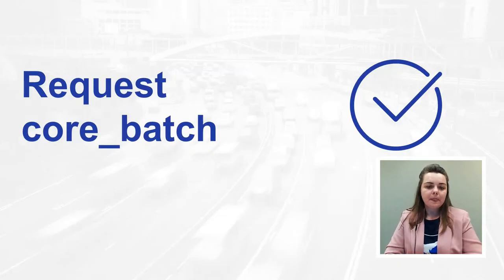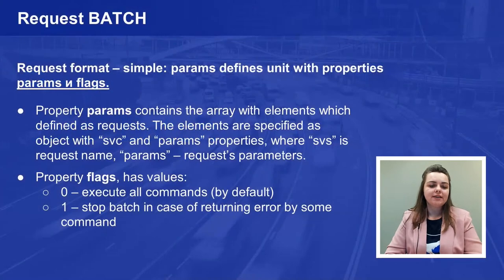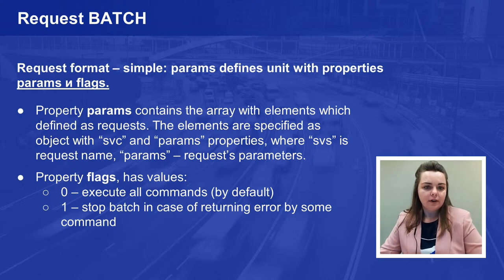Let's move on. Another basic request is query batch. With this request, you can run several other requests at the same time. For example, there can be several search items requests with different criteria for different items. Let's see what the format of this request looks like. I will show it on my screen.